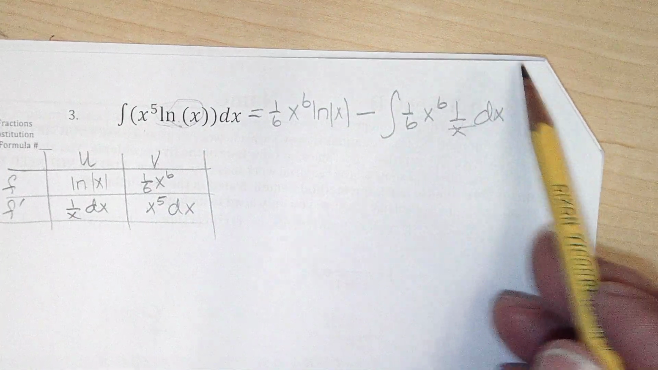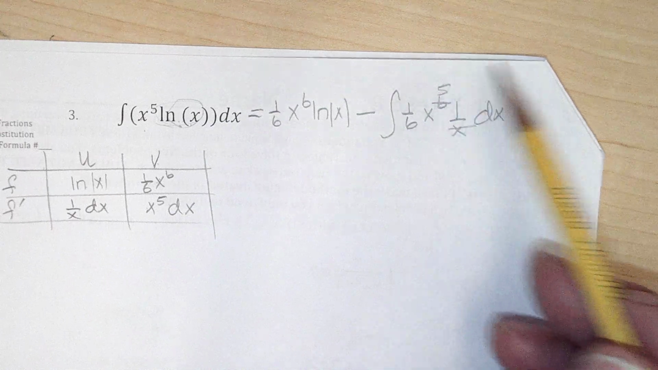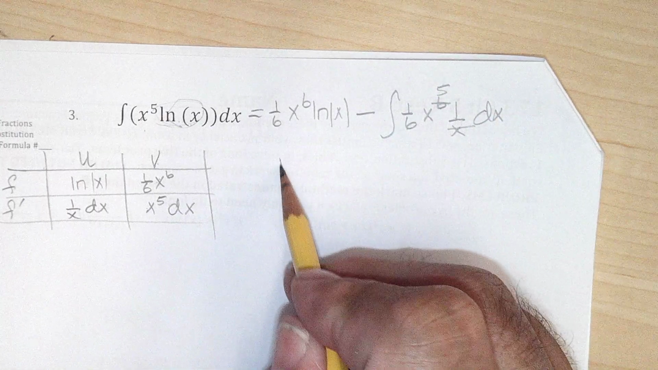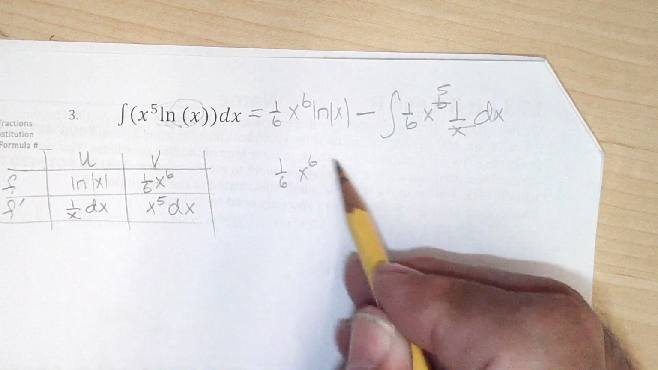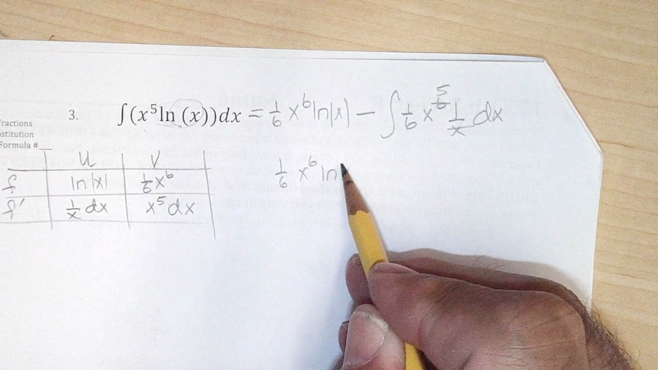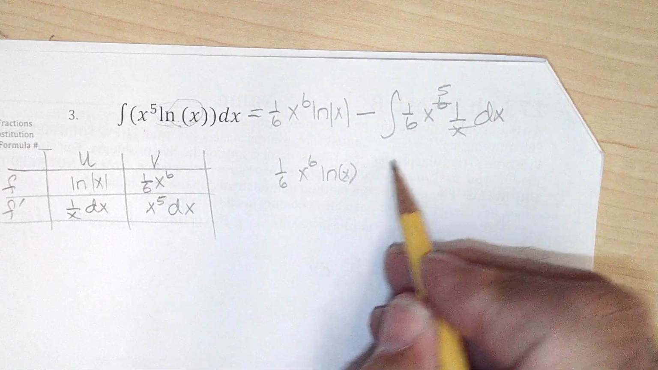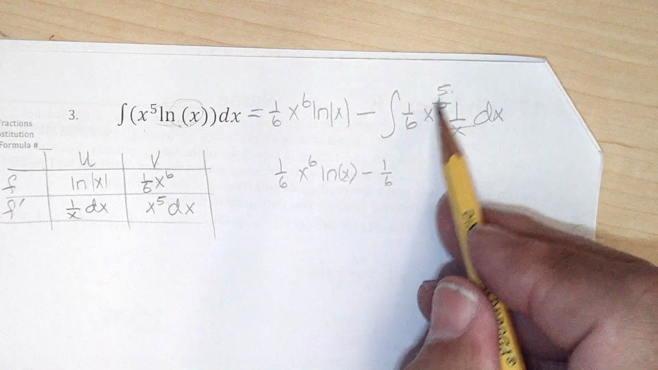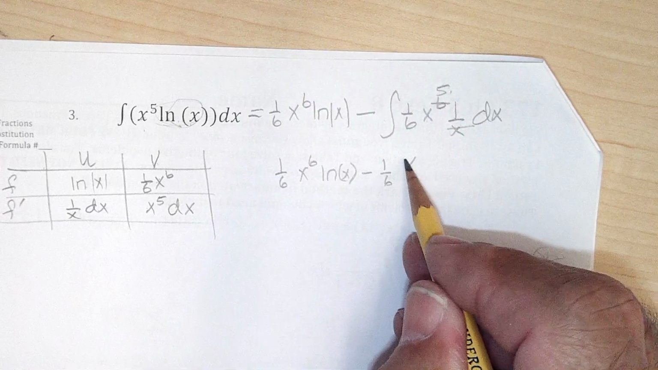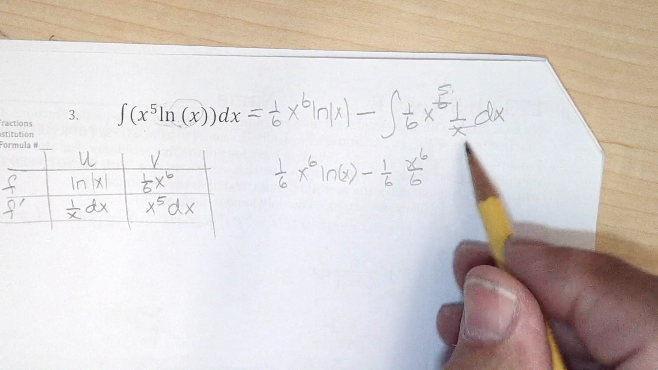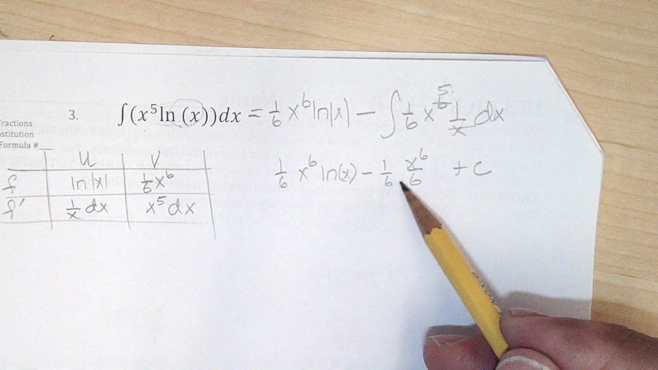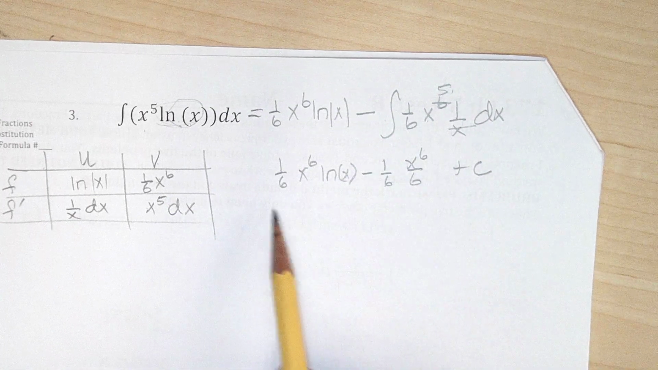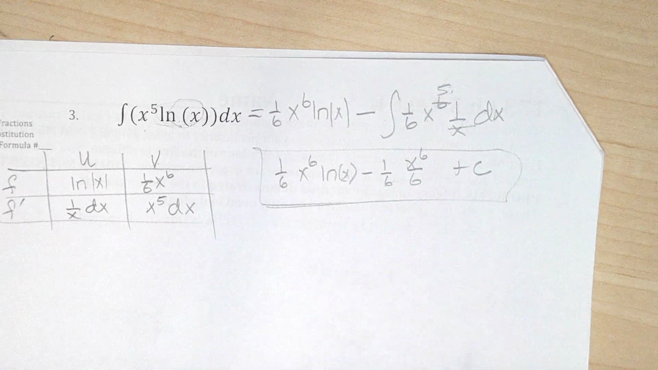Well, this x will cancel one of these x's, and then 1/6 can be pulled out. So I have 1/6 x to the sixth ln x, since it's positive I don't need the absolute value, minus 1/6, and x to the fifth integrated would be x to the sixth divided by 6, plus c. So that's 36 under the x to the sixth, or 1/36 x to the sixth. But that's it.